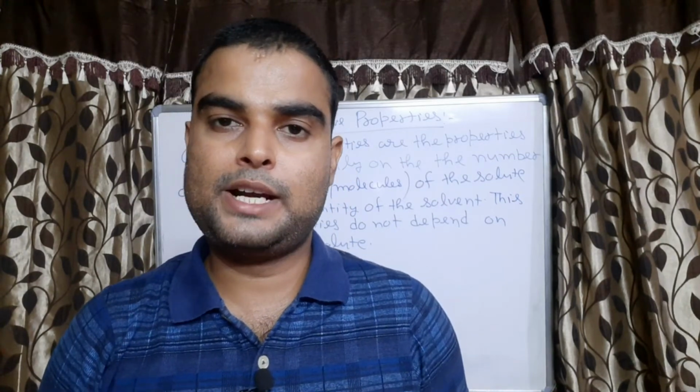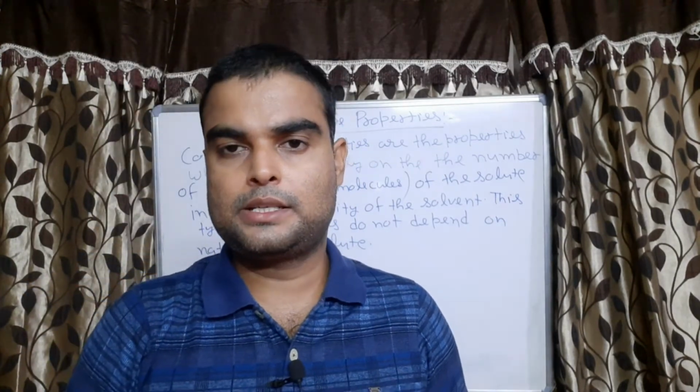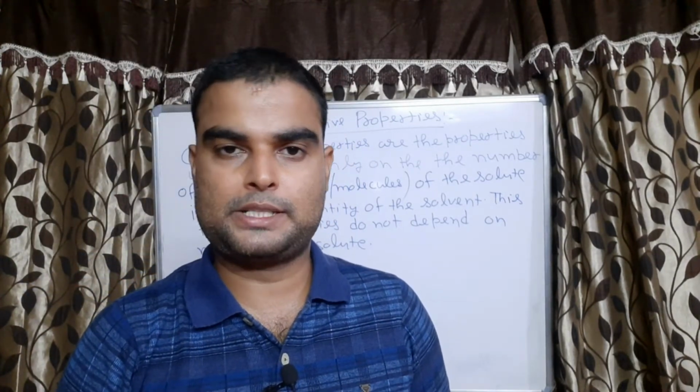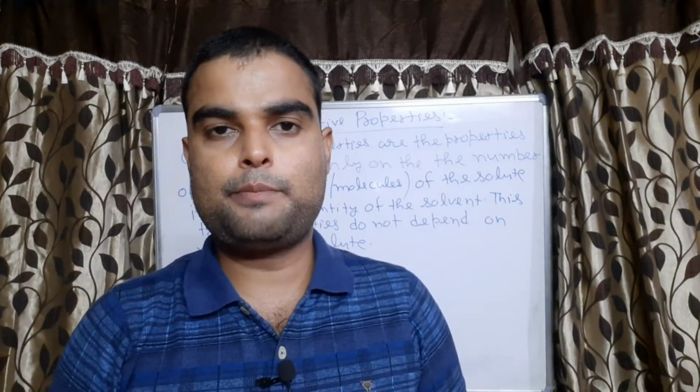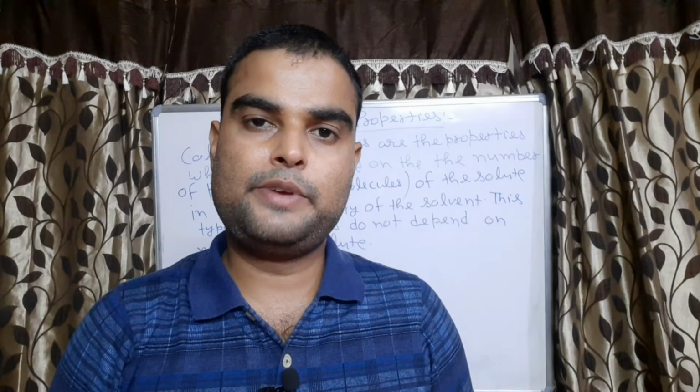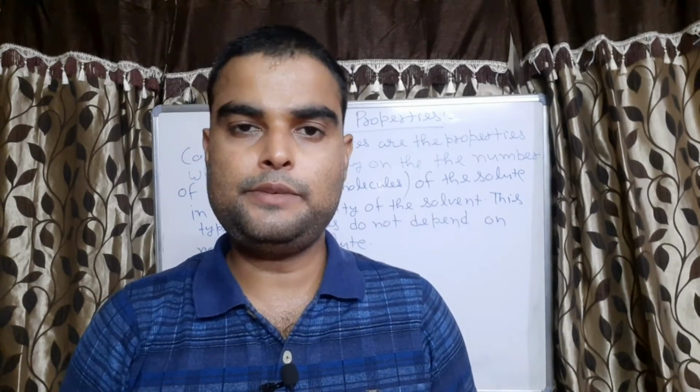Generally we are discussing four types of colligative properties. Number one is relative lowering of vapor pressure. Number two is osmotic pressure. Number three is elevation in boiling point. Number four is depression in freezing point.